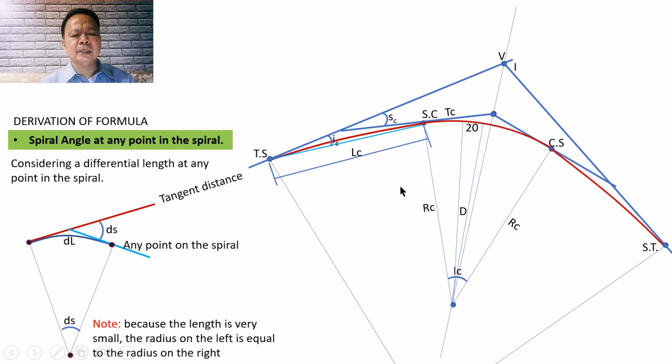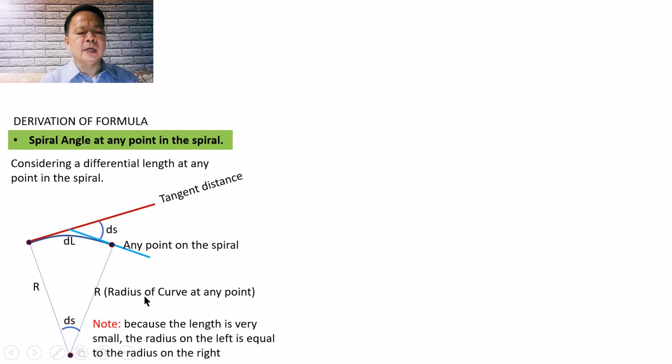Unlike dito sa nakikita natin, if you have here the entire length, the radius on the left, diba, will be longer than the radius on the right. But because this dl is very, very small, therefore, itong radius na ito will be equal to the radius here. So if we will be calling this radius as r, therefore, this radius will also be called as r. And that r shall be called as the radius of the curve at any point.